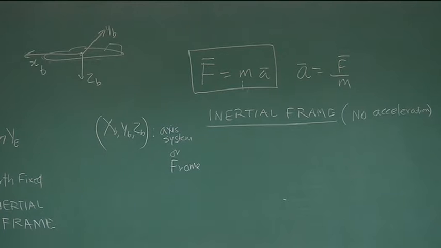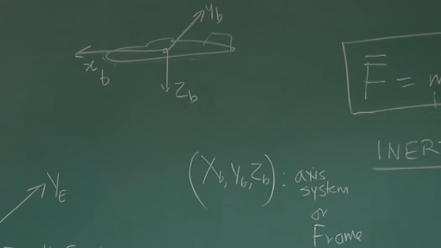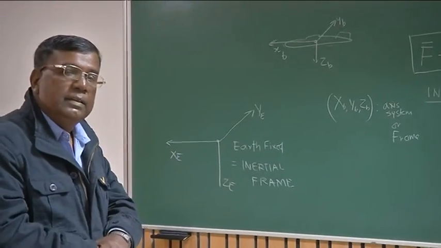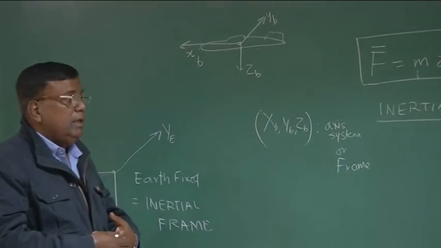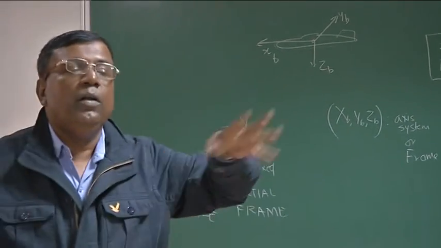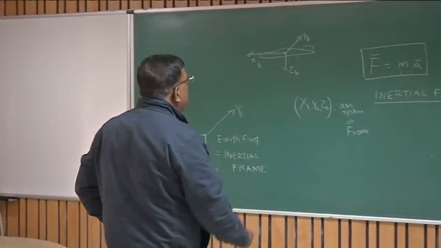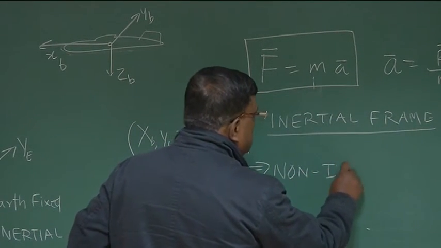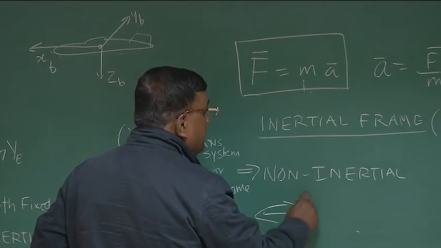That means if I am measuring anything with respect to XB, YB, ZB, can I tell that it's an inertial frame? So what is the question? So we'll ask, does this frame have any acceleration? If it doesn't have any acceleration, then we say it is inertial frame. But check here, since there is a body fixed, the body is moving, body will have rotation, body will have acceleration, both angular as well as translatory. So definitely XB, YB, ZB is non-inertial. In fact, you'll find in textbooks they write rotating frame.